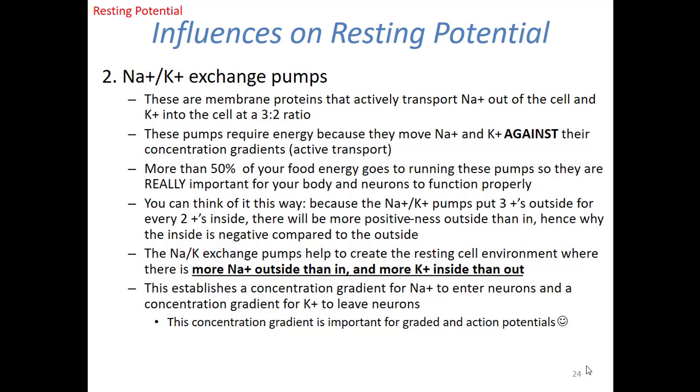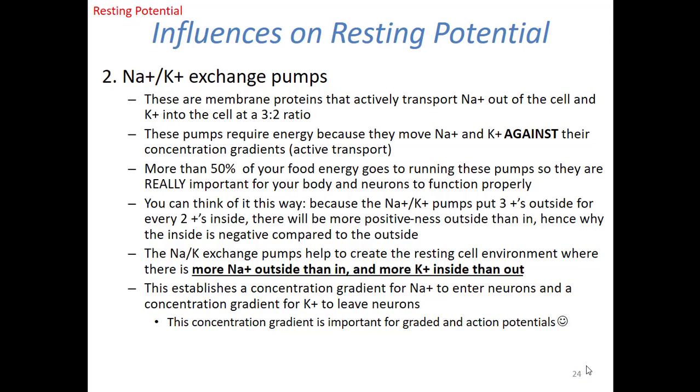These pumps require energy because we're actively transporting sodium and potassium against their concentration gradients. More than 50% of your food energy goes into running these pumps, so they are really important for your neurons and muscles to function properly. So let's take a look at why the sodium-potassium exchange pumps contribute to the -70 resting membrane potential.